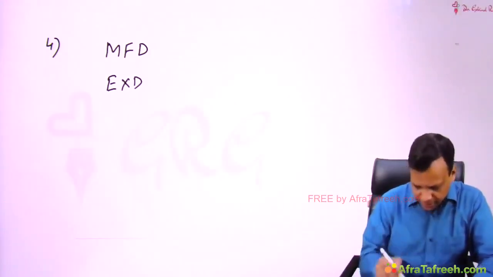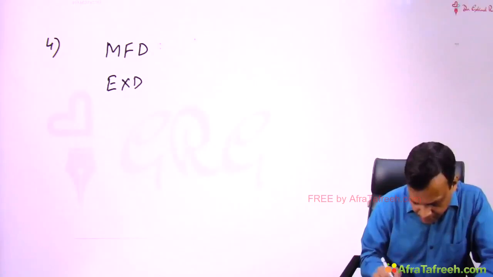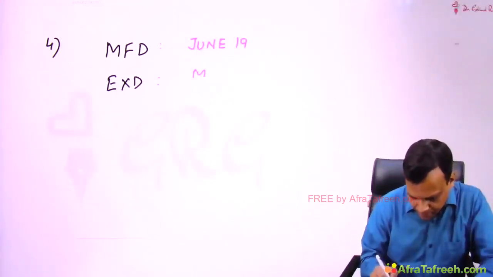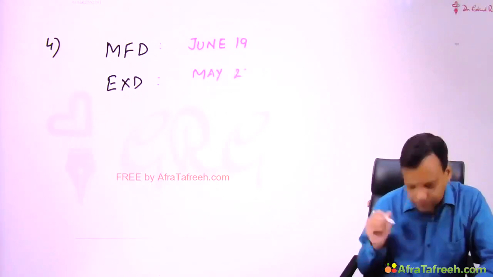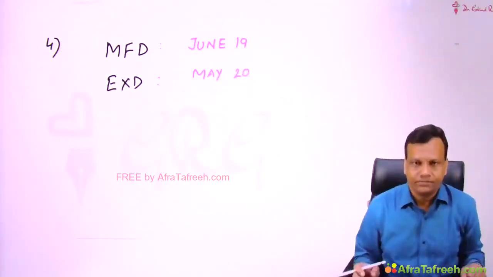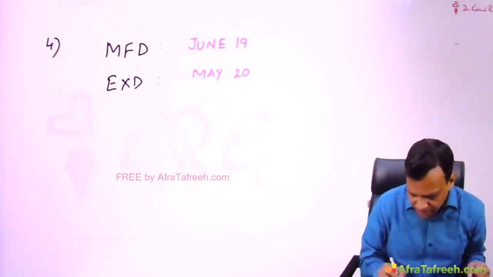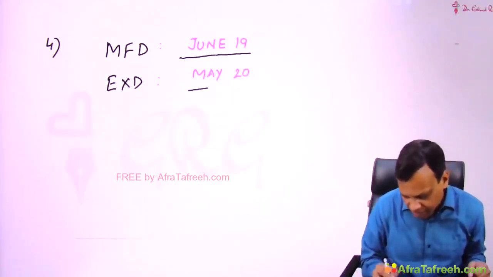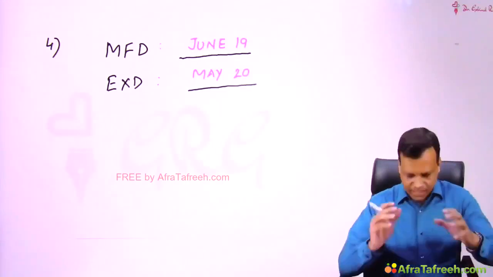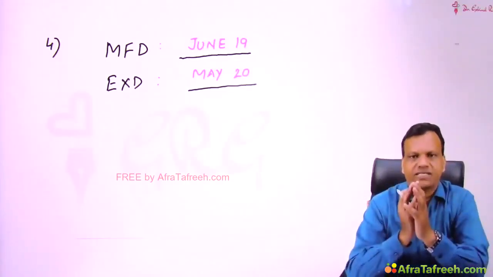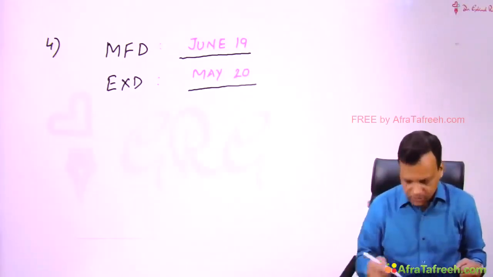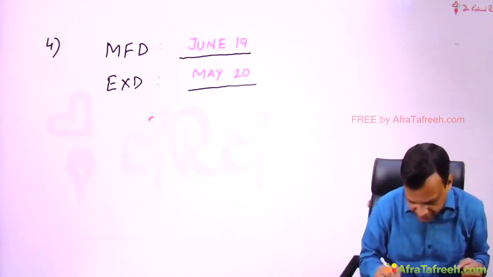Like it is written, manufacturing date is June 19. Expiry date is May 20. So what does this mean? First of all, what is the meaning of manufacturing date of June 19 and expiry date of May 20? If we say May 20 is the expiry date, till what date can this drug be used safely? Can this drug be used safely till 20th May?